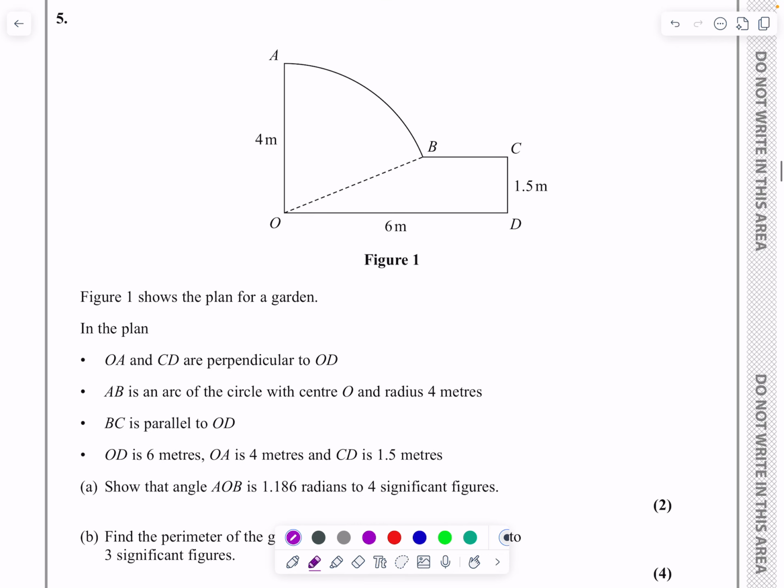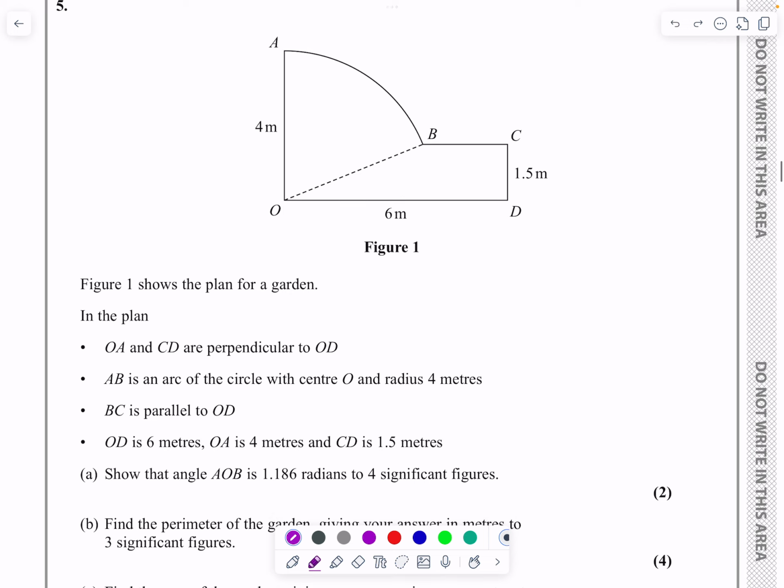They can be quite imaginative with what they ask. In this question, they're saying this is the plan of a garden. Okay, sometimes it's a logo, sometimes it's other things. I always check then to see how much of this information is already written on the diagram.